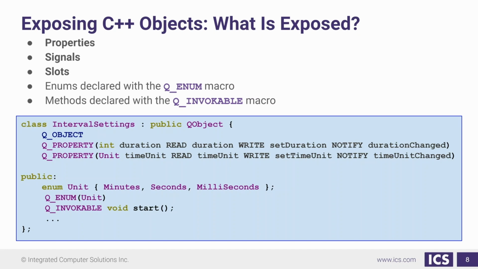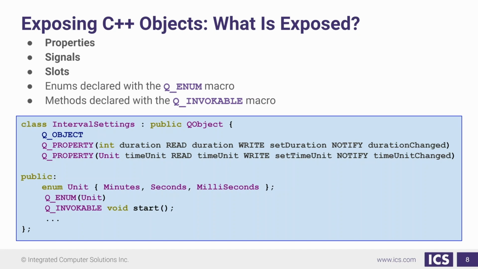We have a couple properties. One property we have is duration. It is of integer type. It has a getter function, which is called duration, and a setter function, which is called setDuration, as well as a notification signal called durationChanged. Now, we're going to have to define these getter and setter functions in our public space, and then we're also going to define this signal in our signal declaration.